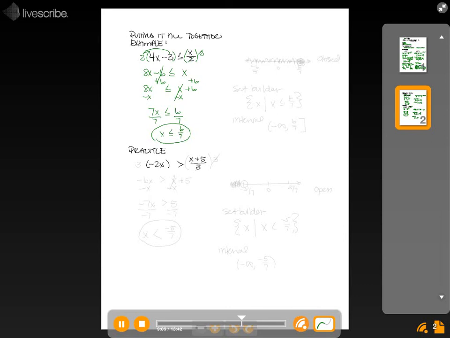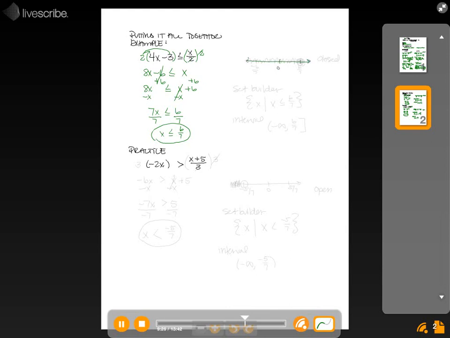Notice I didn't have to switch my sign at all in that problem. That's because I solved it by getting my x's to the left. Okay? Now if you solved it differently, you may have to flip it around, you may have to change your sign, you may have to do several different things, and that's okay. Just remember you want your variable on the left. Next thing we're going to do is we're going to graph it.